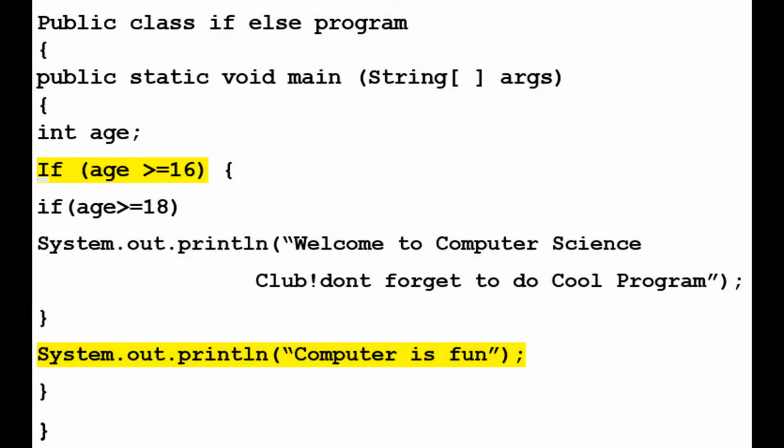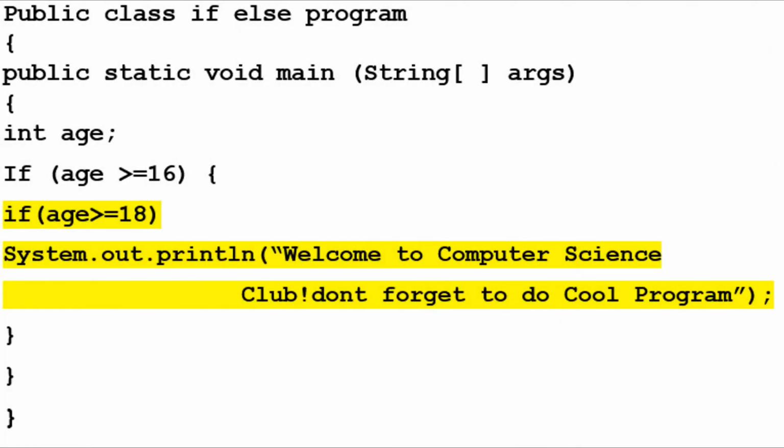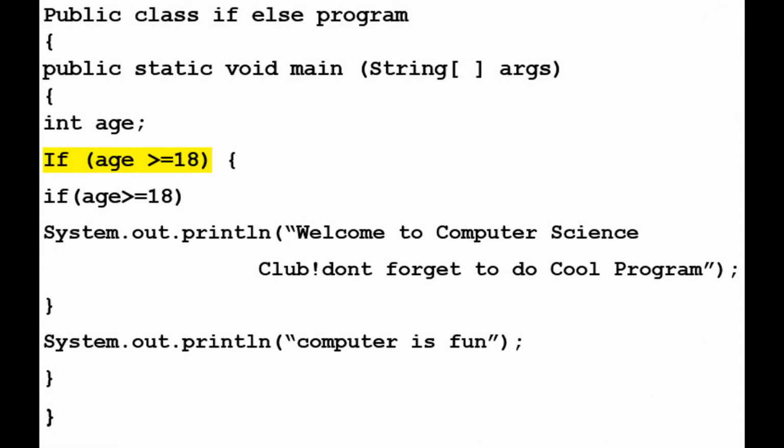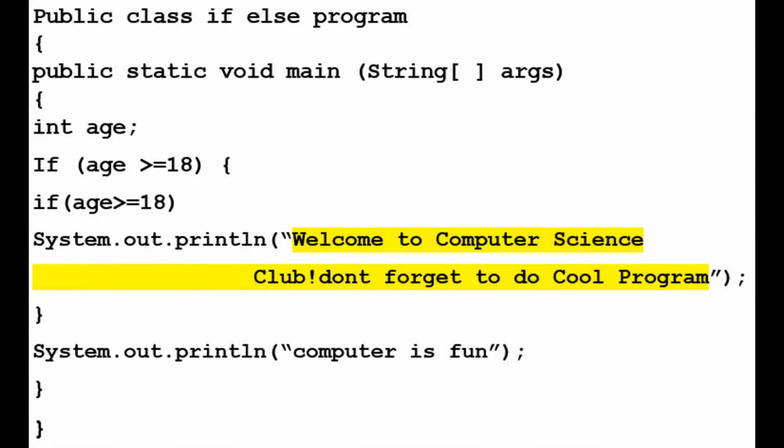Let's say my age is 16. Now if I run this program, you can see it says "Computer is fun", but we didn't get the message "Welcome to the computer science club. Don't forget to do this cool program." That's because here age is not greater than or equal to 18. Now let's say my age is 18, and if I run this program, you can see "Welcome to computer science club. Don't forget to do this cool program."